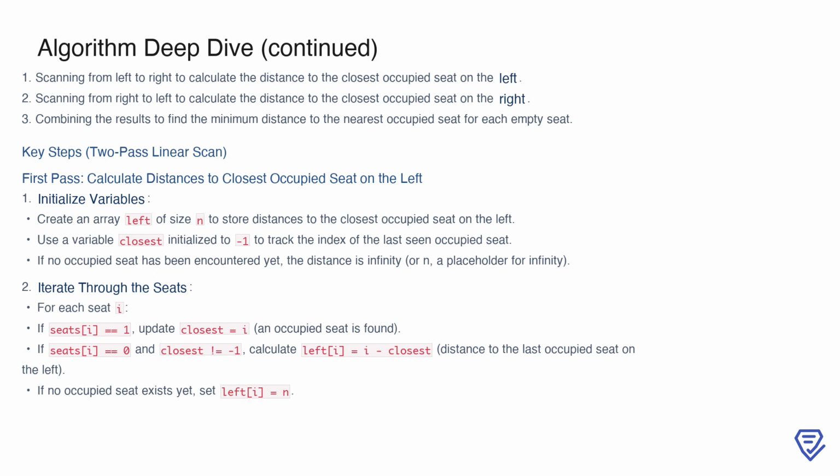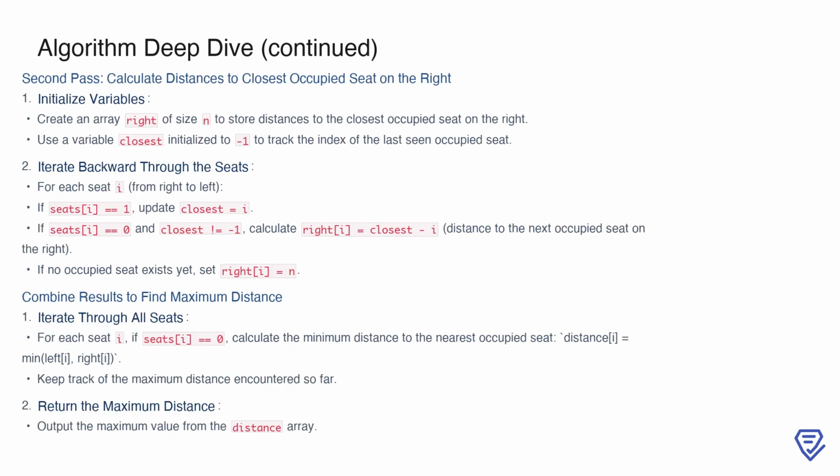In the first pass, we initialize an array called left to store distances to the closest occupied seat on the left. A variable closest tracks the last seen occupied seat, and if no occupied seat has been encountered, we treat the distance as infinity, represented by the array size. As we iterate through the seats, we update closest whenever we encounter an occupied seat and calculate distances for empty seats based on their position relative to closest.